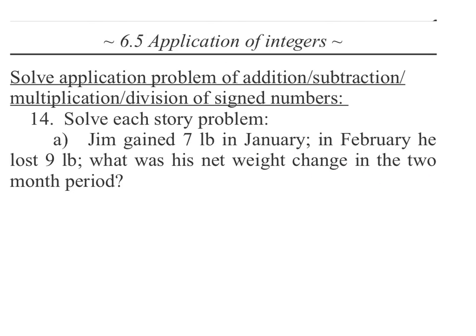Alright, then we got a few application problems, such as: Jim gained 7 pounds in January. In February, he lost 9 pounds. What was his net weight change in the 2-month period? So to start out with, he gained 7 pounds. So that's a positive 7 right there. But then in February, he's going to lose 9 pounds. So that would be shown as a negative 9 right there.